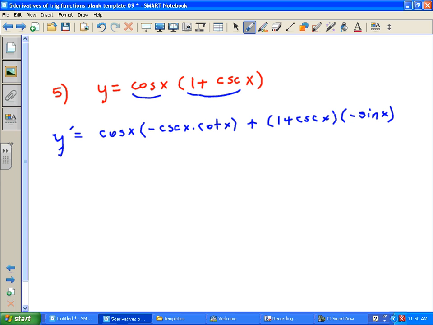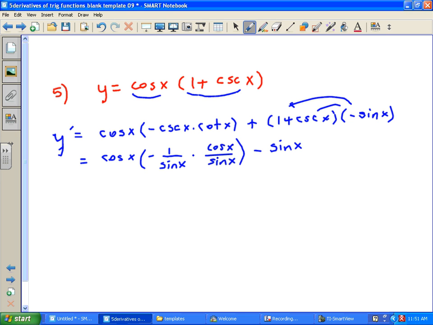Of course, you could have done this in the other order. Since there's a plus sign in the middle, it doesn't matter which one you differentiate first. Just you have the derivative of one times the other, and then you swap them around. Okay, so now we're going to simplify this. Let me write everything in terms of sines and cosines. Okay, cosecant is 1 over sine x. Cotangent is cosine over sine x.